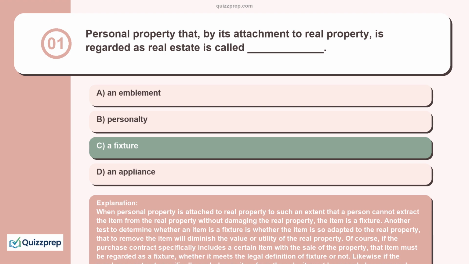Of course, if the purchase contract specifically includes a certain item with the sale of the property, that item must be regarded as a fixture, whether it meets the legal definition of fixture or not. Likewise, if the purchase contract specifically excludes an item from the sale, it must be regarded as personal property and should be removed.